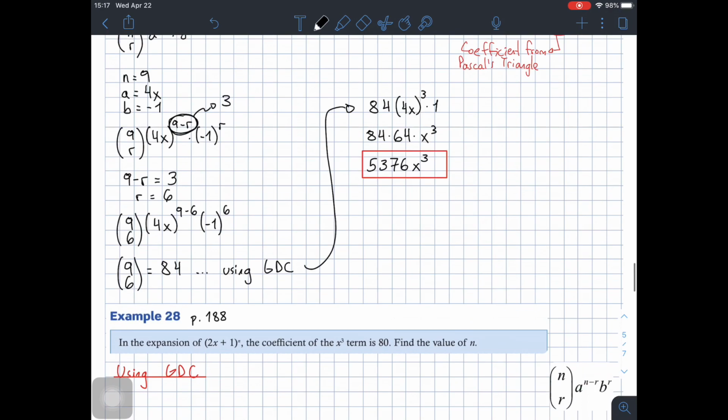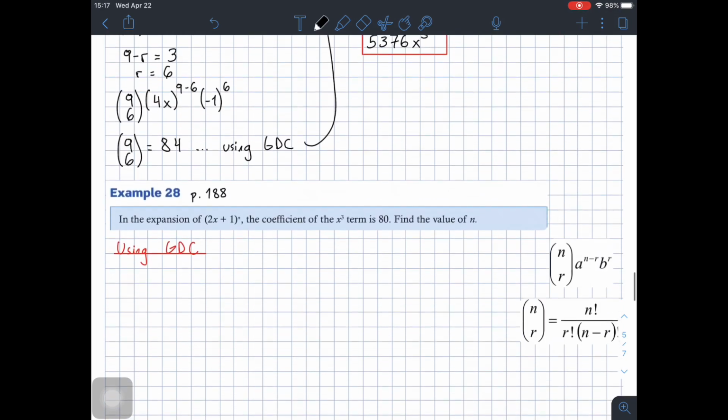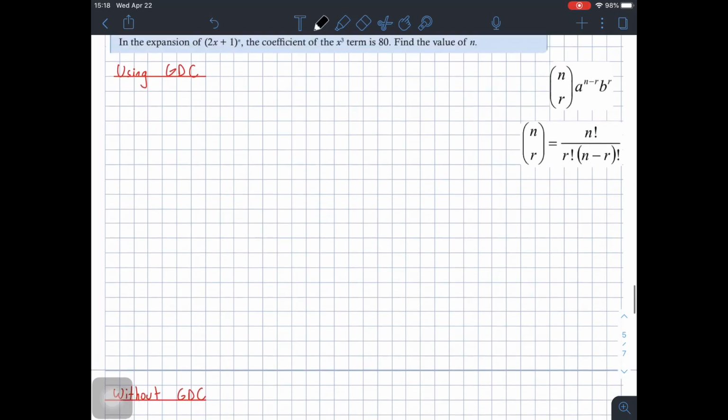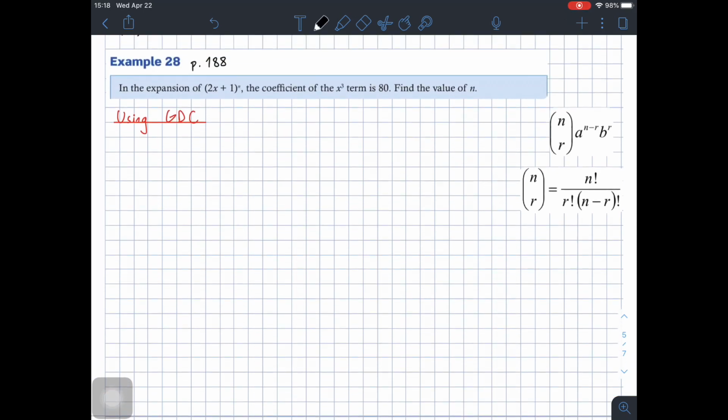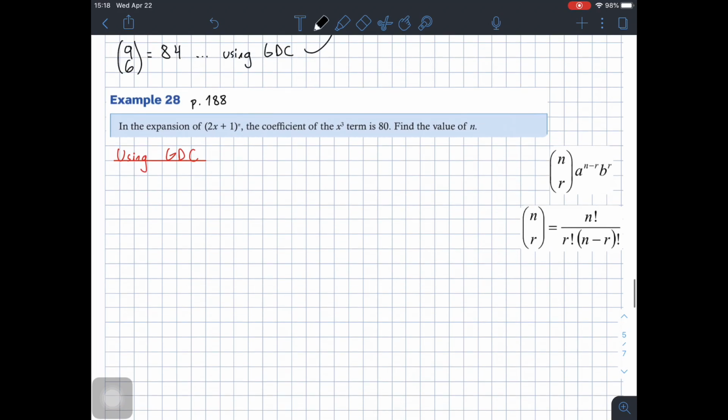Then let's go to this exercise, which I consider to be the most difficult. I'm going to show you how to solve this, first of all, using GDC, in which, in my opinion, for this particular exercise, using GDC makes it a lot harder than without GDC. But I'm going to show you that now. This is a very, very difficult problem.